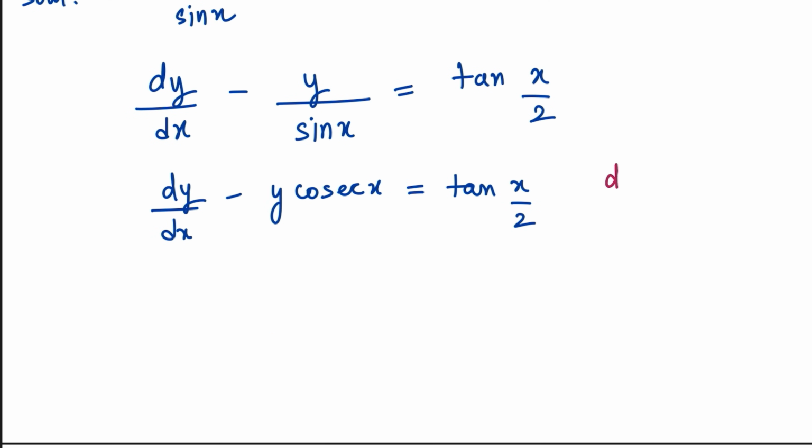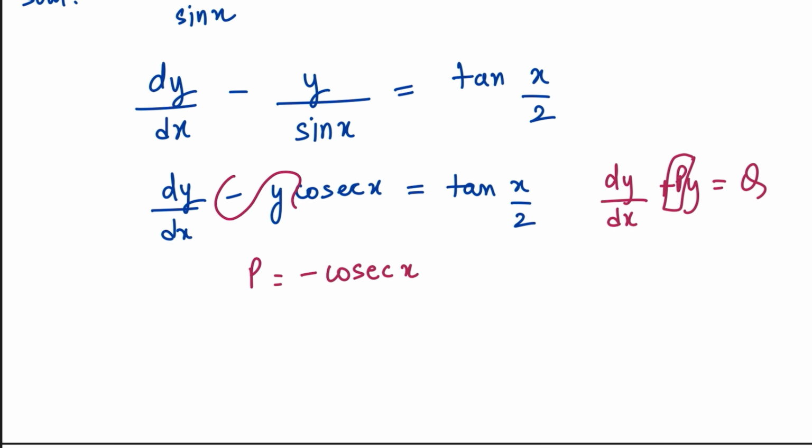Now this is of the form dy by dx plus py equal to q. You have to compare it. Okay, so p here is minus cosec x, right? With y, whatever is given, don't forget the minus sign. So we have written that q is equal to tan x by 2.